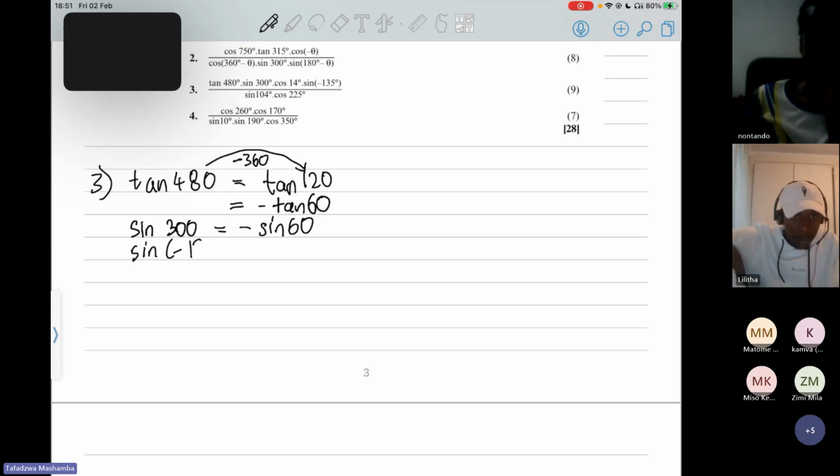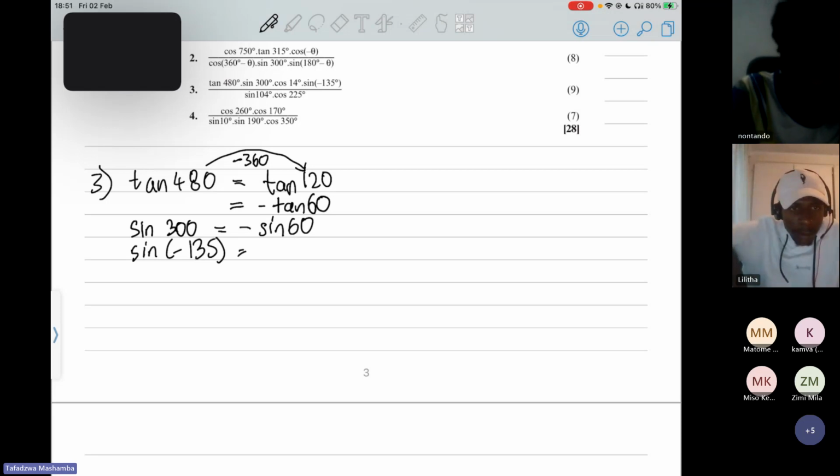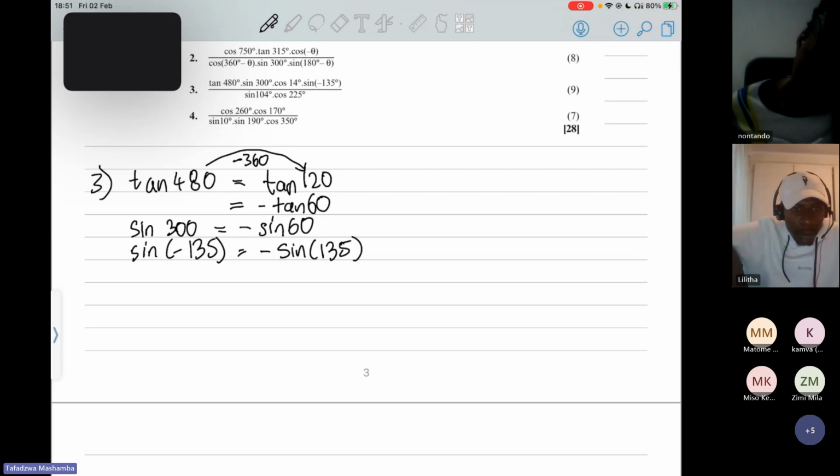Sine of minus 135. What can we do with this negative? When you have a negative, especially for sine, it means it's going to just stay as a negative. So this negative 135, if I take it out of the bracket, looks something like this: minus sine of 135. When they put a negative inside the bracket, it means take it out for sine.